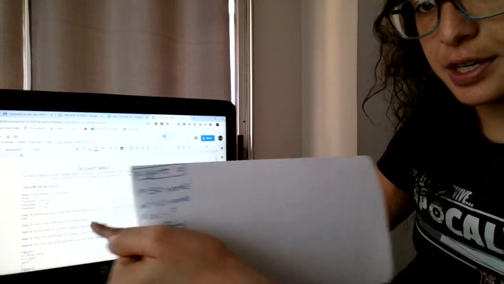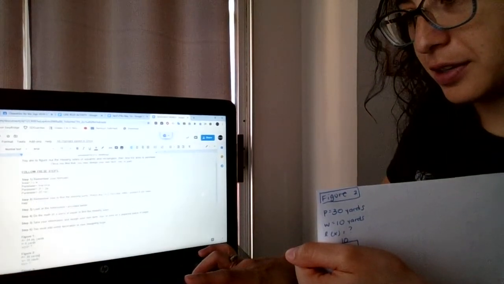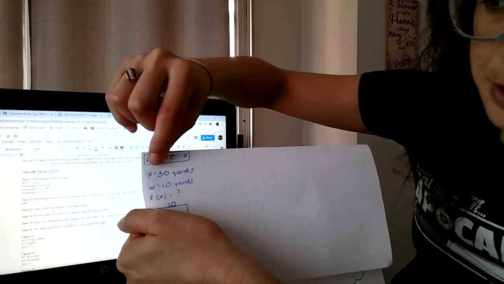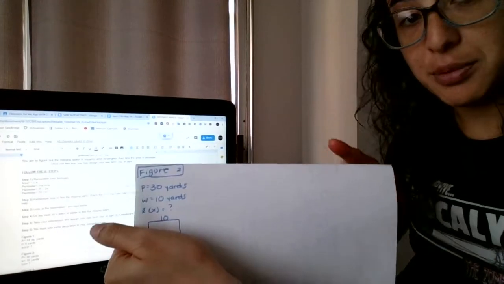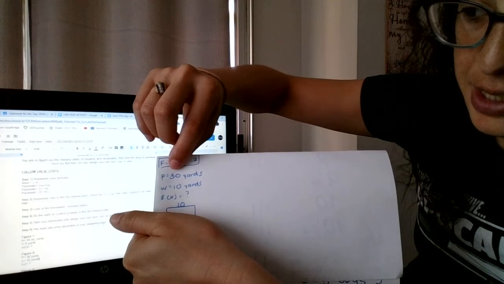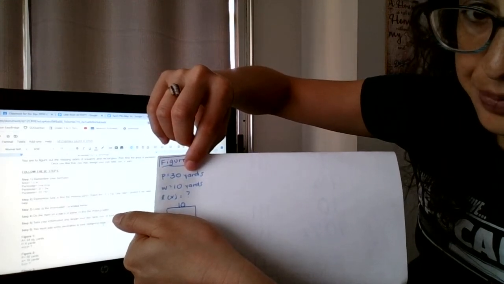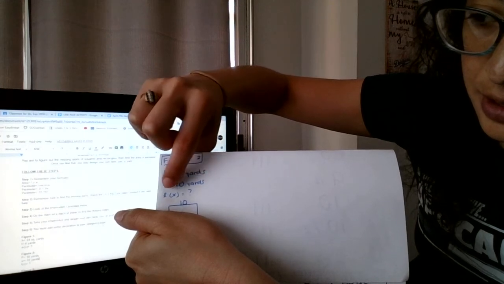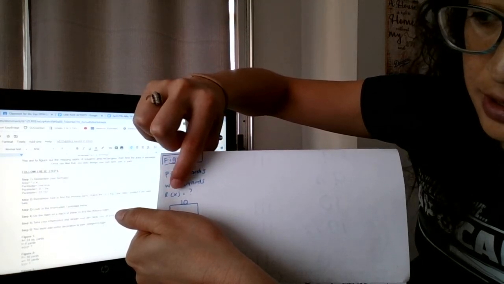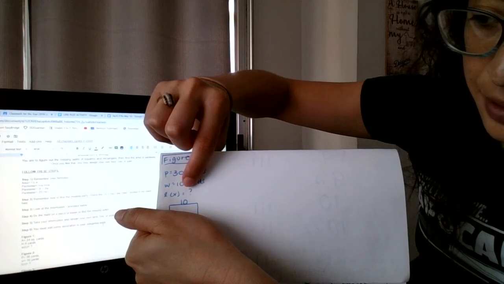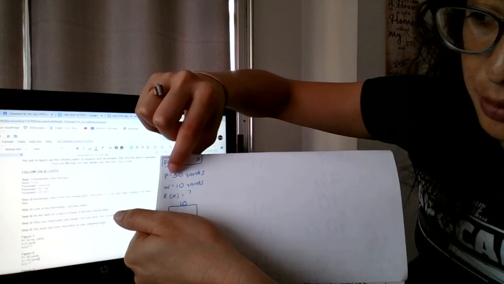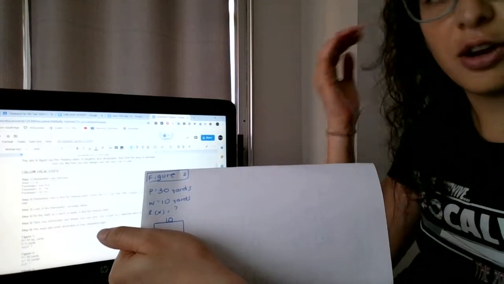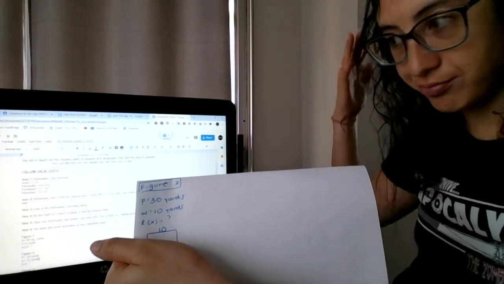This is what it says over here on your Google Doc. Okay, so figure 2, this is what it says. Figure 2, the perimeter, so now I'm given the perimeter. So the perimeter is equal to 30 yards. The width is 10 yards. And the length, I don't know it. Okay, so remember, perimeter doesn't have square yards, only area has square yards or square feet or square inches.